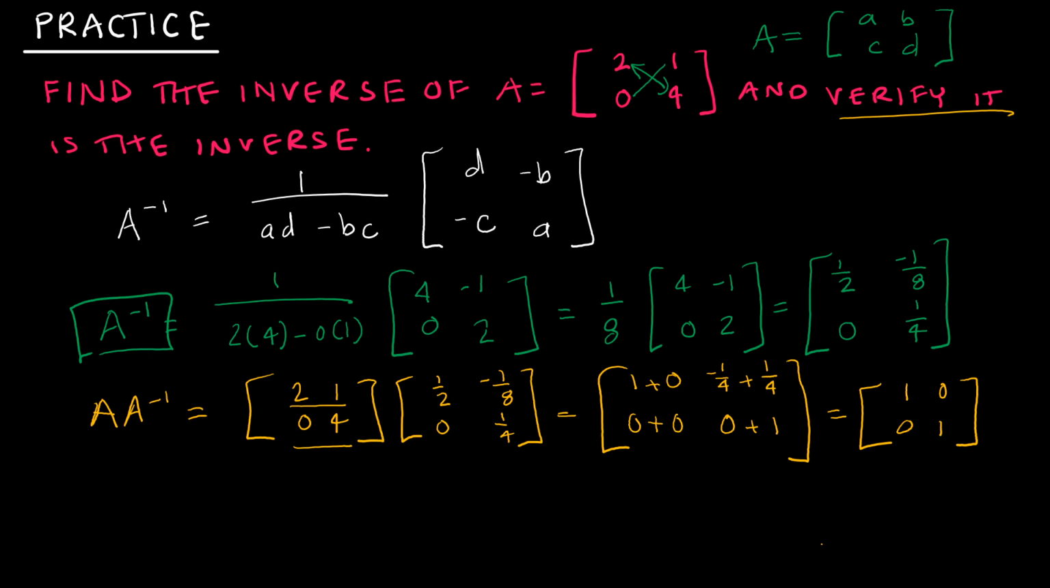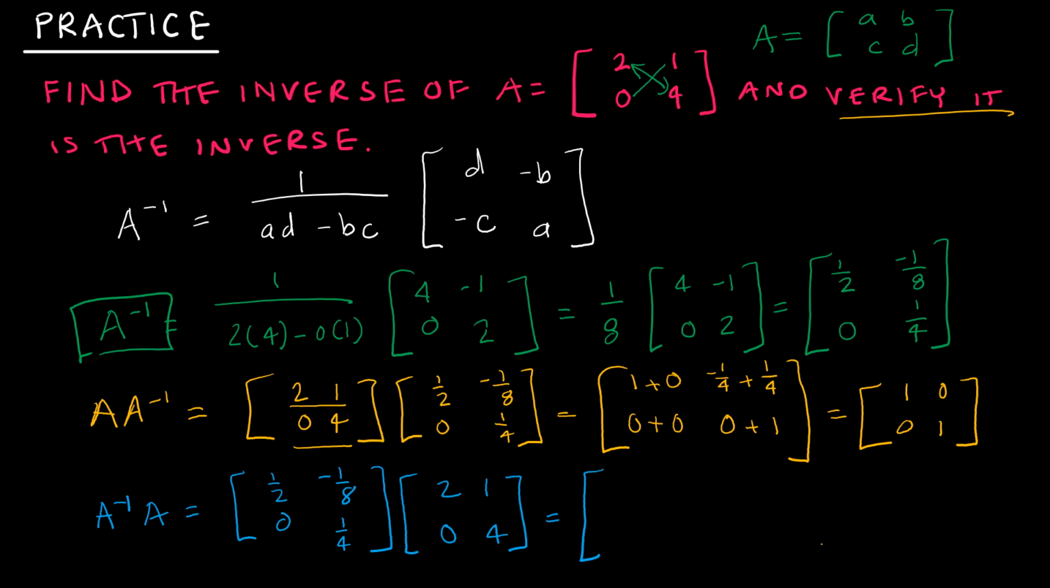Now, just for fun, because math is so much fun, let's take A inverse times A and verify that we do, in fact, still get the identity. So the inverse, again, was 1/2, -1/8, 0, 1/4. And if I take that times A, that is 2104. And now let's do the math and hope that we end up back at 1001. So 1/2 times 2 is 1, -1/8 times 0 is 0. That's that first row times the first column.